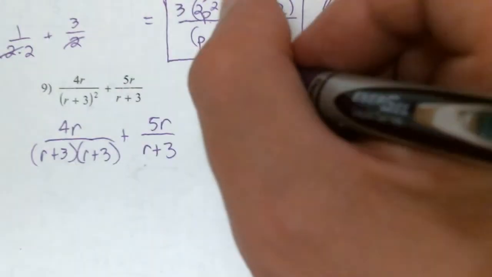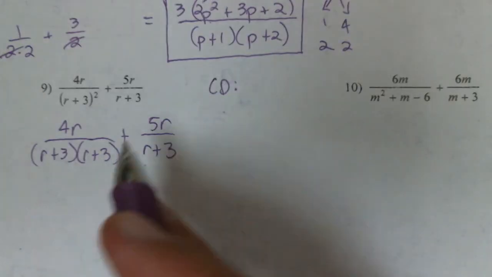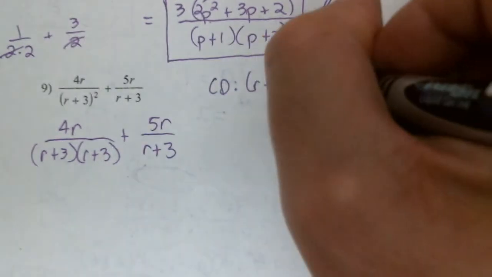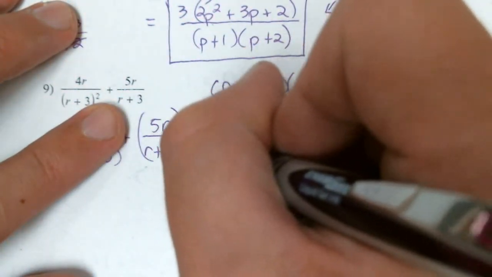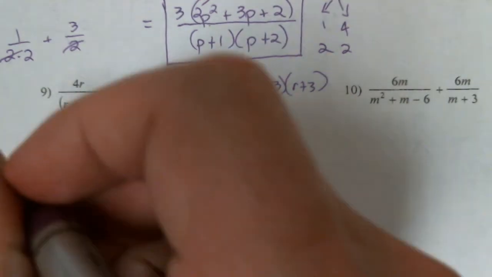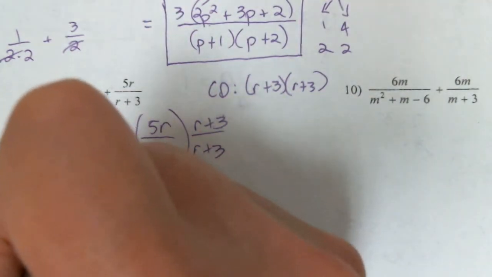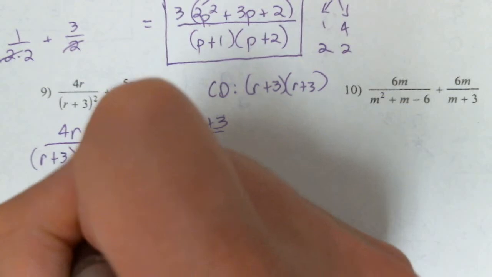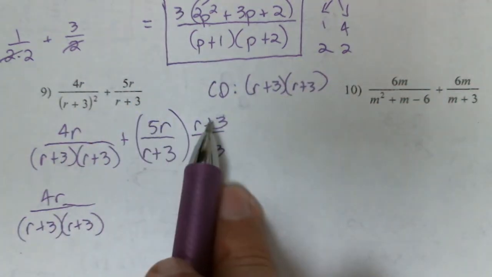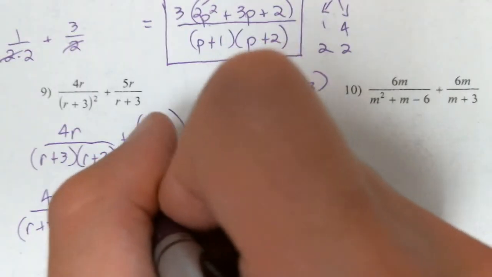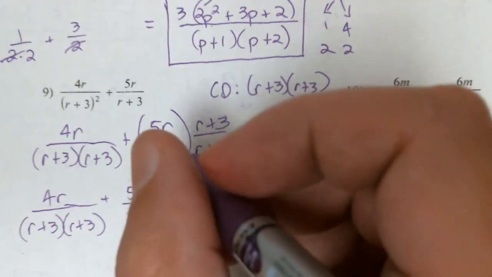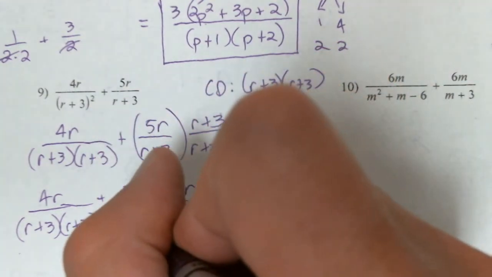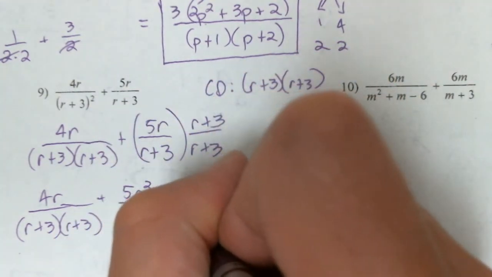Okay, so my common denominator is r plus 3 times r plus 3, which means I can leave this denominator alone. What does this guy need? It's missing one more r plus 3. So this one I leave alone: 4r over r plus 3 times r plus 3. And here I'm going to distribute. 5r times r is plus 5r squared. 5r times 3 is plus 15r. All of that over our common denominator of r plus 3, r plus 3.